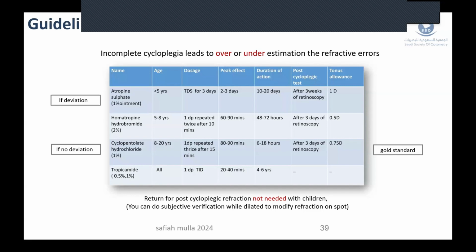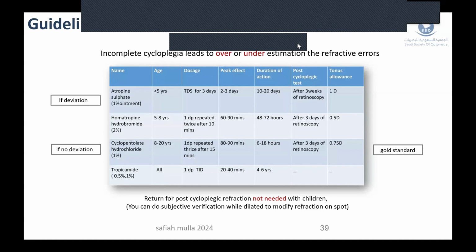You need to use atropine, starting 3 days before the examination. You have to be careful because incomplete cycloplegia could lead to over- or underestimation of the refractive errors. You have to be sure that the child has a fully dilated pupil and no reaction still there before examining him. Also keep in mind that you don't need to bring the child back again for subjective refraction, because those children will not give you any reasonable or reliable result on subjective refraction.